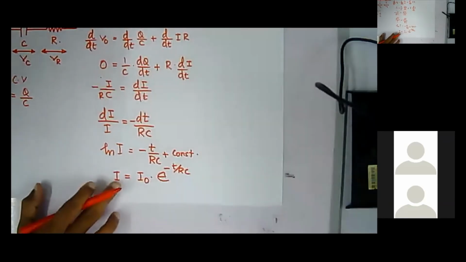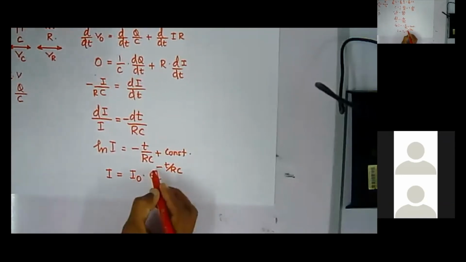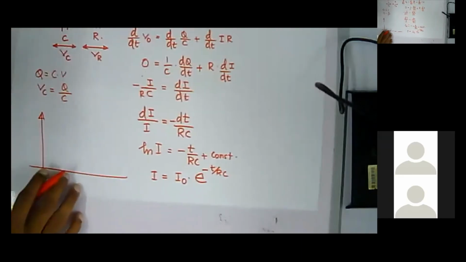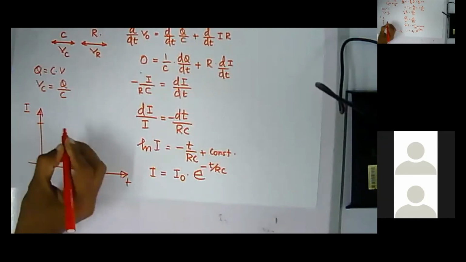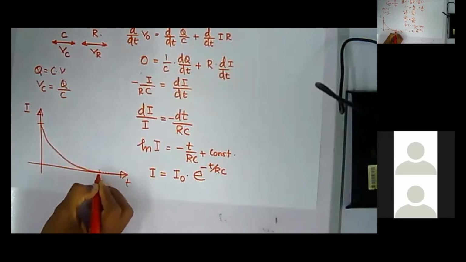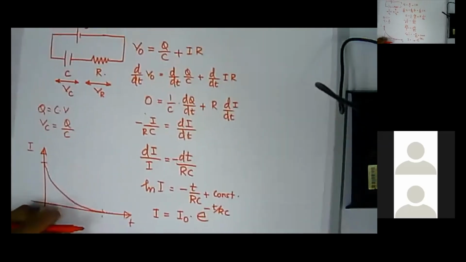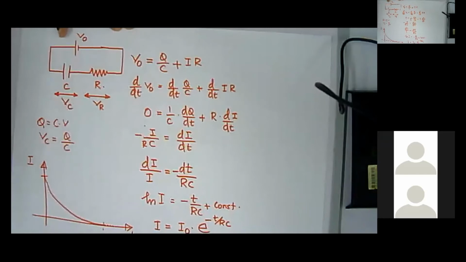You can similarly calculate the current through the inductor when it is connected to a DC circuit. From this circuit we can draw the current I against time t. It will start from t equals 0, and it will be reaching 0 at some time. Let's take it as t dash.